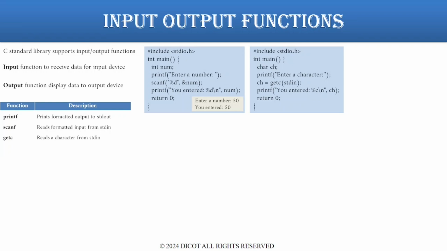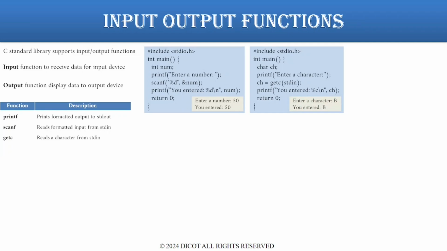The program prompts the user to enter a character using the output function printf, receives a character using the input function getc, and displays it on the output device. Here the getc function receives stdin, the standard input for receiving input from the user. The output of this program is: Enter a character, B is entered, you entered B is the output.